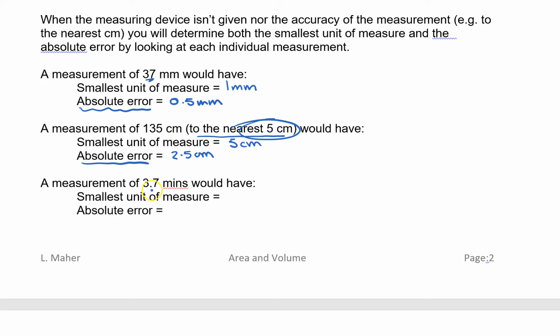Then a measurement of 3.7 minutes. So now we've got 0.7 of a minute. We would say that we can measure to the nearest 0.1 of a minute. Otherwise, the measurement shouldn't be given with a decimal place. And so the absolute error is half of that. Now be careful, take your calculators if you need, and do a half times 0.1, and you'll get 0.05 minutes.